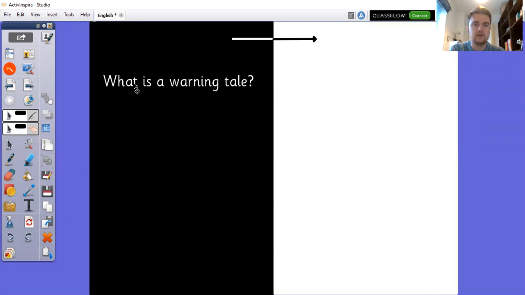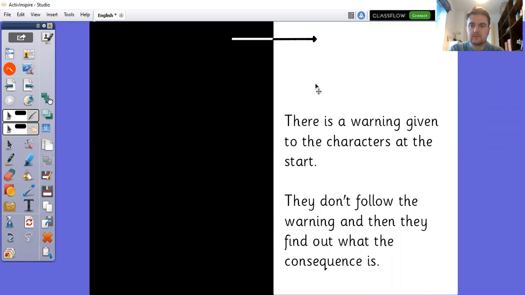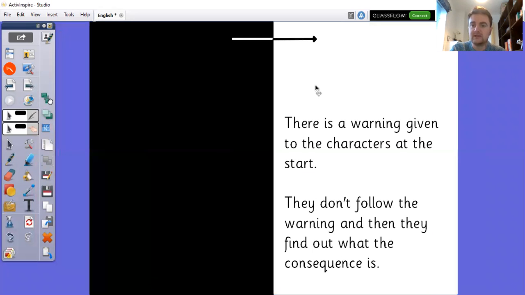A warning tale is a story where there is a warning given to the main characters at the start, but they don't follow the warning, and then they find out what the consequence of that is. It could be set in any time. It could be that they were warned that if they went after the dragon's treasure, the dragon would come back to life and terrorize the local village.